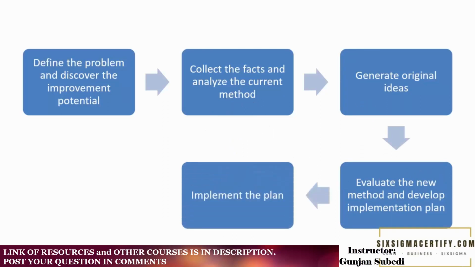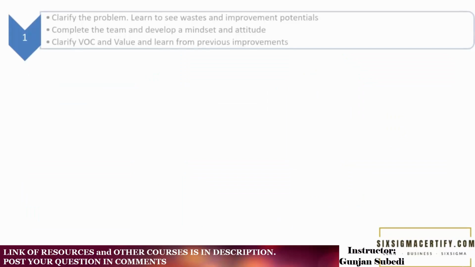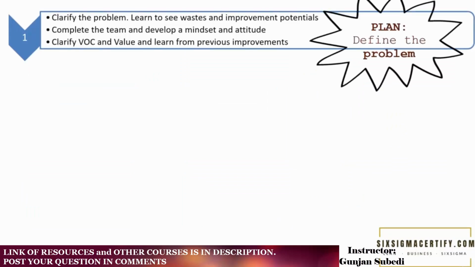After that, we implement the plan. This is the act phase. And then we develop the implementation plan. So broadly, in the first phase, we clarify the problem and learn to see ways and improvement potentials. We complete the team and develop a mindset and attitude. And we clarify the voice of customers and value and learn from previous improvements.